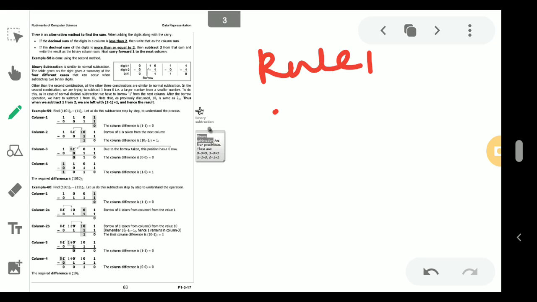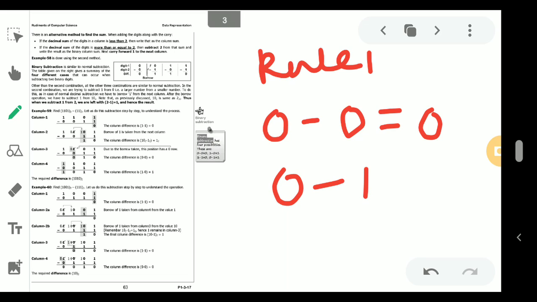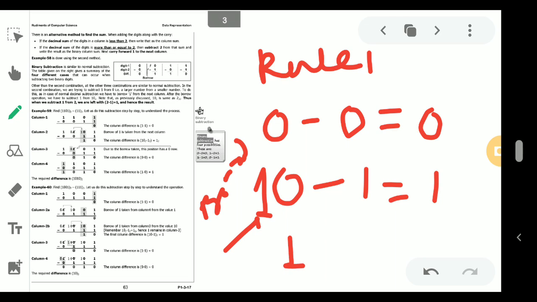is if you try to subtract 0 minus 0, the answer is 0. Okay, so if you try to subtract 1 from 0, this is not possible actually. 0 is a smaller digit, 1 is a bigger digit, it's not possible. So for that reason we have to take 1 as a borrow. So 1 0 becomes 2 in normal decimal number. So 2 minus 1, the answer is 1. Okay, the next rule, that is 1 minus 0, the answer is 1.